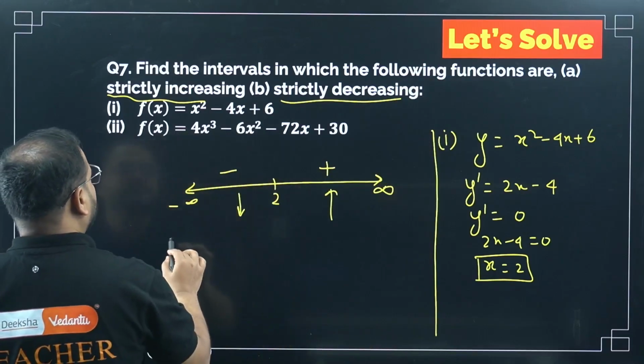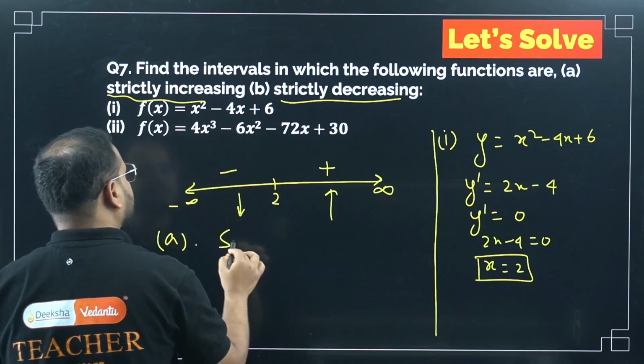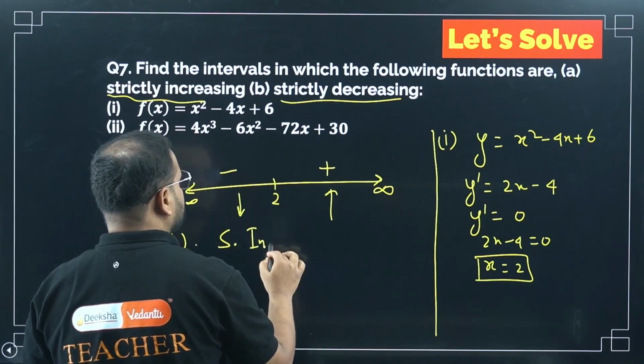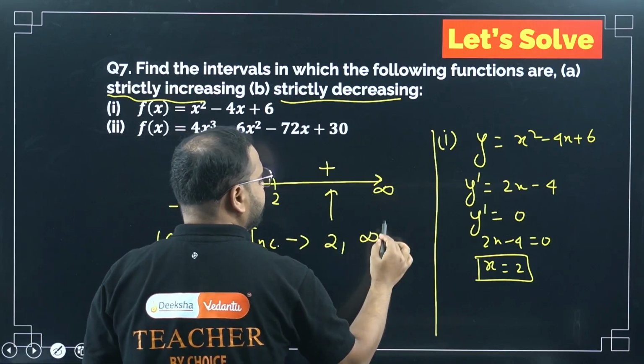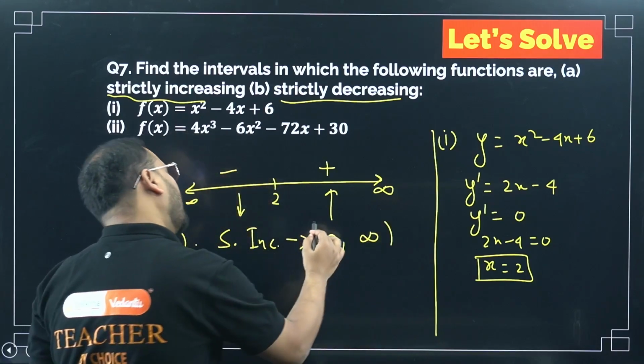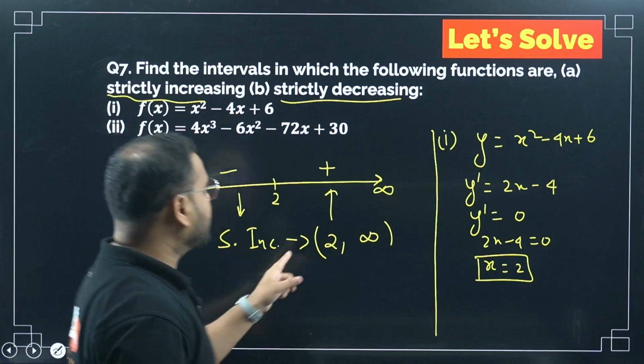So what did I want? The first part was strictly increasing, sir. What is the answer? What is the interval for this? 2 to infinity. Infinity is always open. What about 2? Open only, sir. Please understand this.